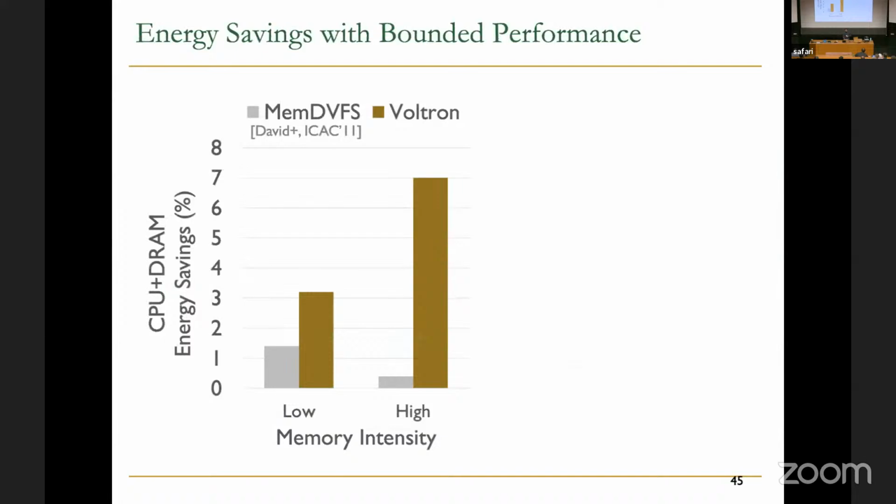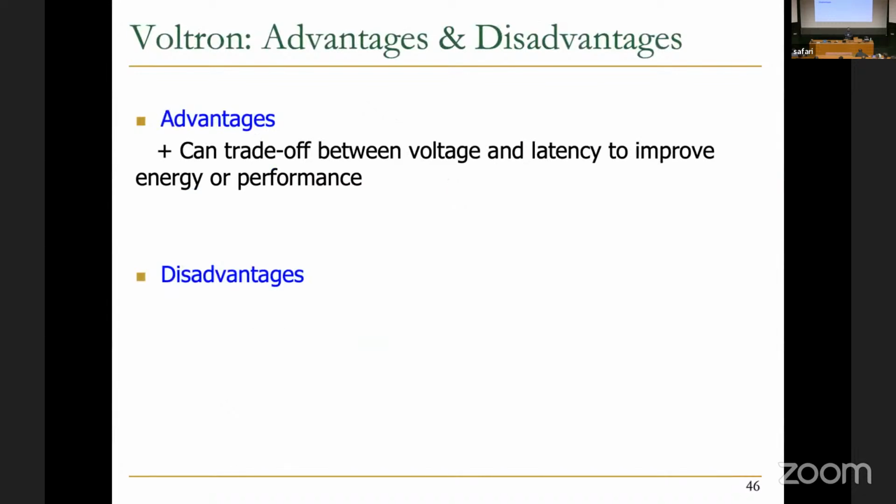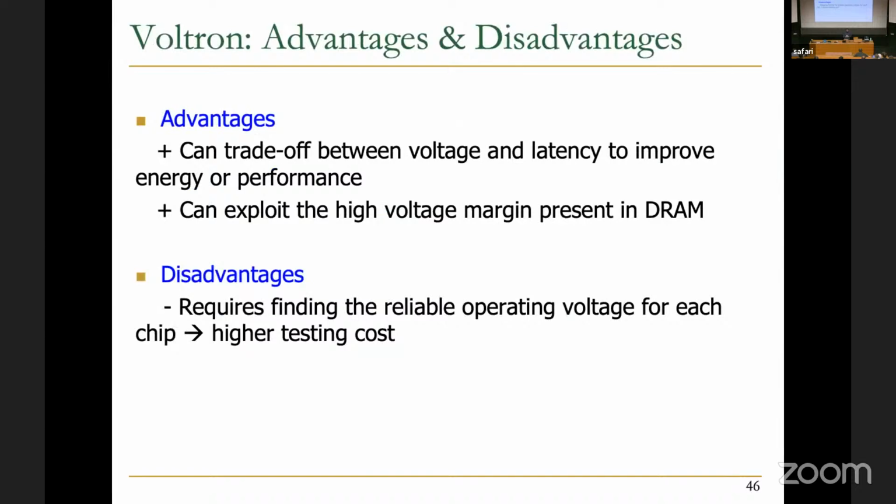Okay, so here are some results. On the y-axis, you see the energy savings, and on the x-axis is the memory intensity for low and high workloads. And we show some significant improvements in energy savings, basically. So advantages: it can trade off between voltage and latency to improve the energy or performance, and it can exploit the high voltage margin present in DRAM chips. Again, the disadvantage is that it requires some rigorous testing, so it increases the testing cost.